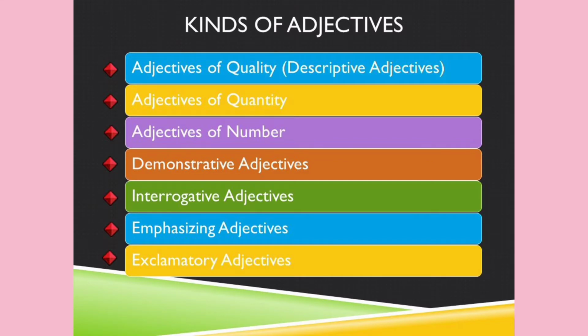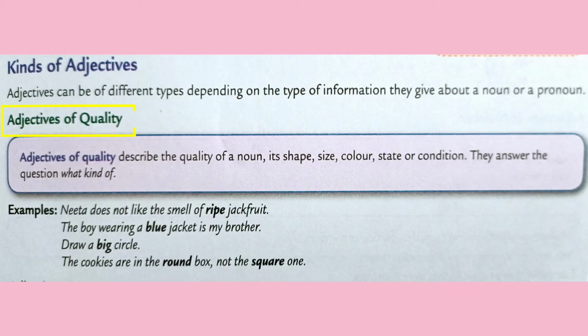Let's now learn about the kinds of adjectives. There are 9 kinds of adjectives. Let's learn about them one by one. The first one is adjectives of quality. Adjectives of quality describe the quality of a noun, its shape, size, color, state, or condition. They answer the question, what kind of? For example, Neeta does not like the smell of ripe jackfruit. Here, the adjective ripe describes what kind of jackfruit Neeta does not like.